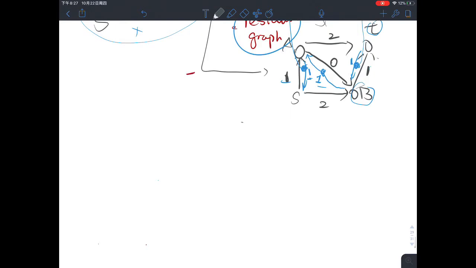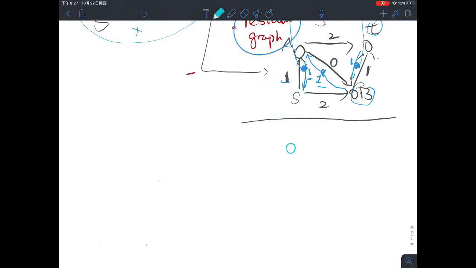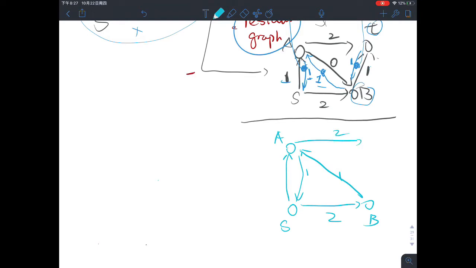Now let's redraw this residual graph. What I'm doing here is just drawing things in a nicer way; I'm not going to introduce new information. So this is the residual graph I'm drawing here. S to B is 2, and B to A is 1, and this is 2, and this is 1. This is 1.